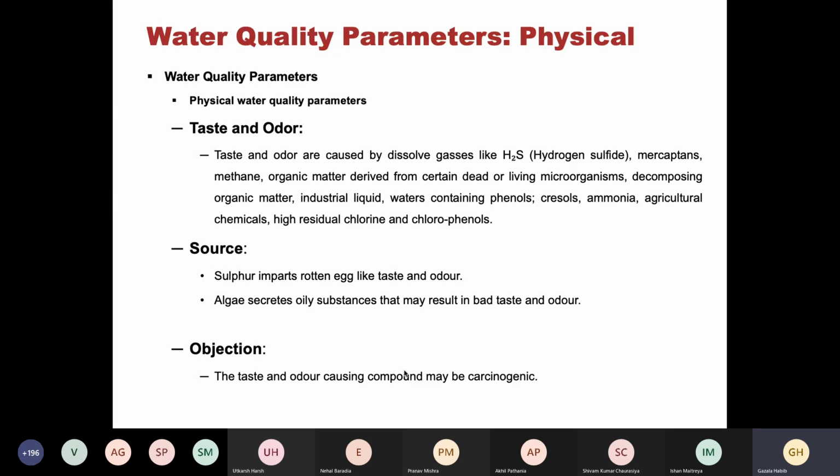So all these are sources, and taste and odor is a very undesirable parameter, and it is totally objectionable to have such water for drinking purposes. Some of the compounds could be carcinogenic also. Like I said, phenolic compounds are carcinogenic in nature, and therefore they are not desirable at all.